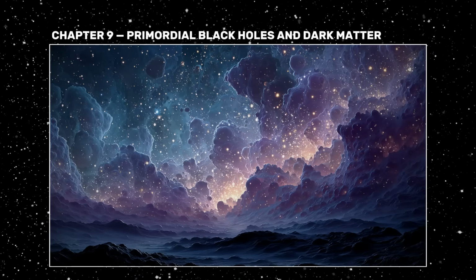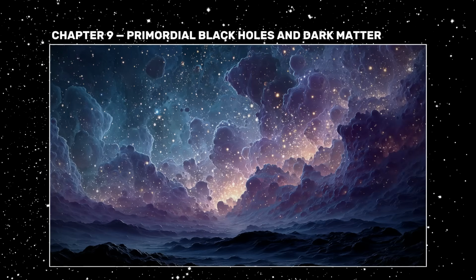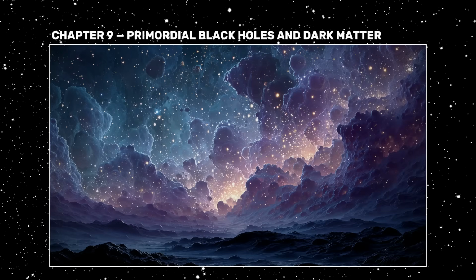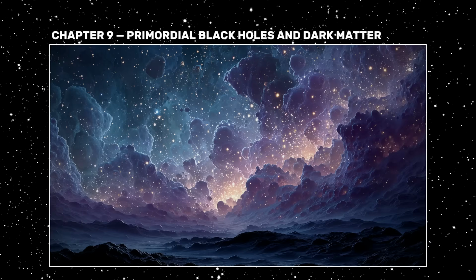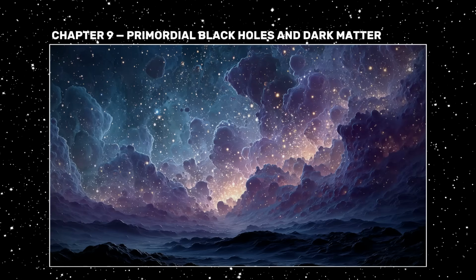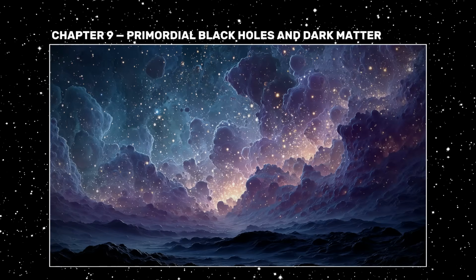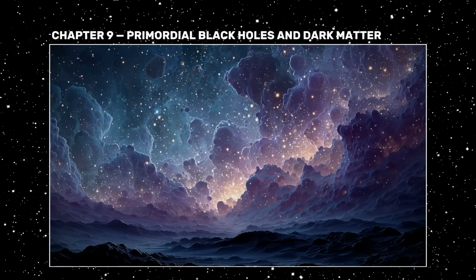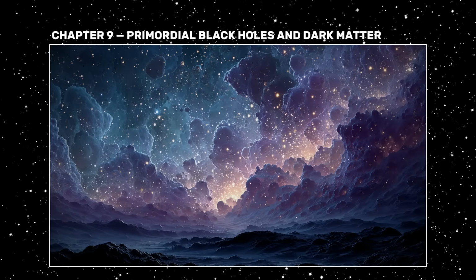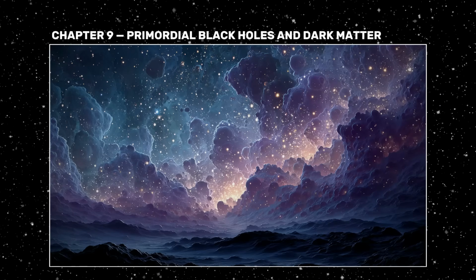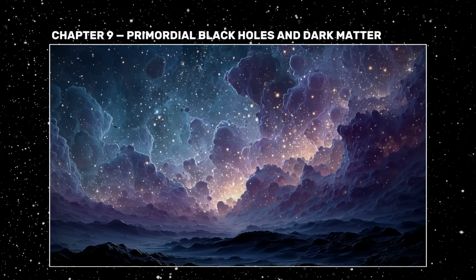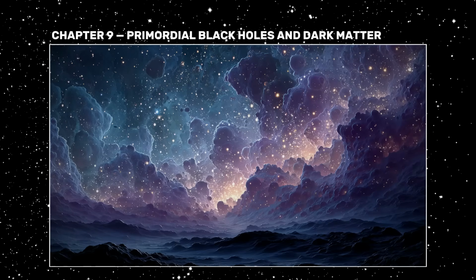The mass of the black hole would depend on the scale of the fluctuation. Smaller fluctuations could produce tiny black holes, while larger ones could create objects of planetary or stellar mass. Unlike ordinary black holes, primordial ones are not the product of dying stars. They are fossils from the infant universe.